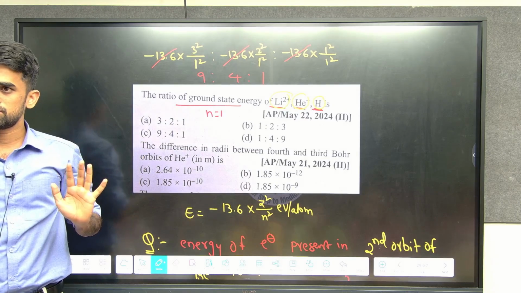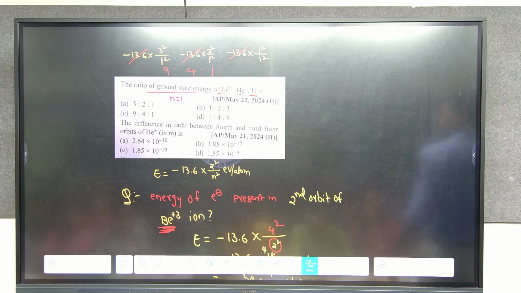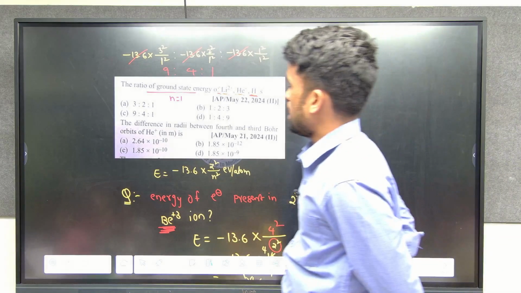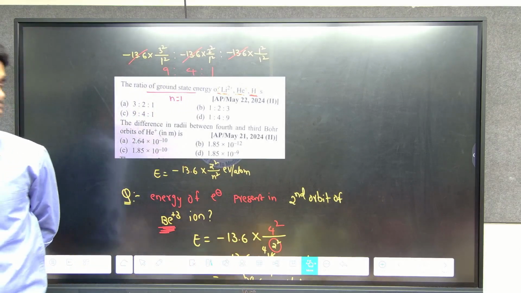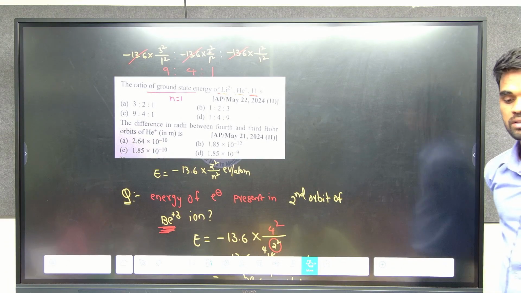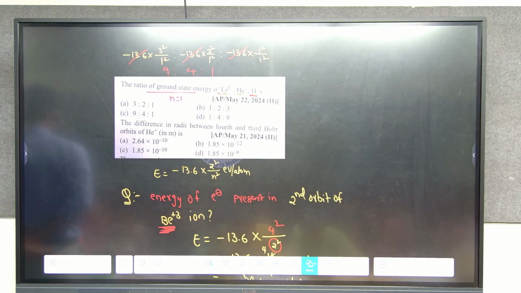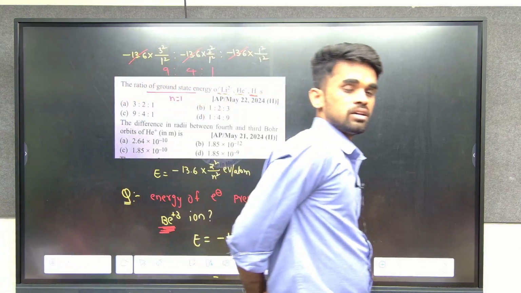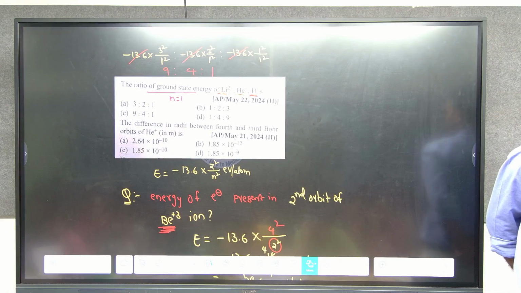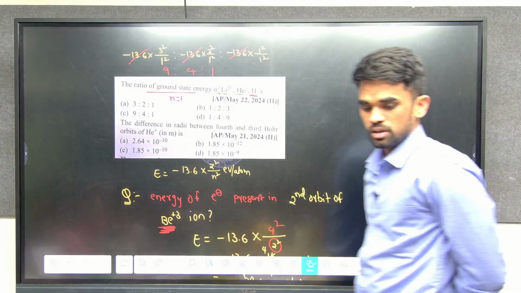Next, write a question everyone. The energy of an electron revolving in the third orbit of lithium plus 2 ion is x, then the energy of an electron revolving in the second orbit of hydrogen atom is?